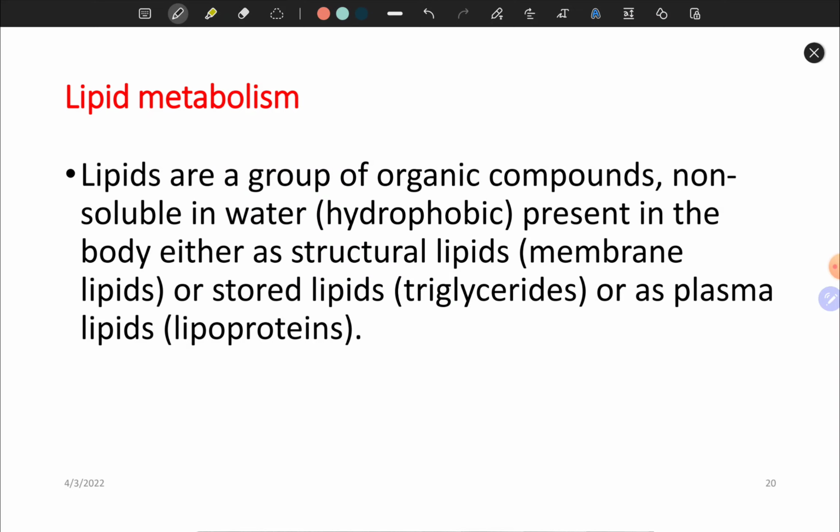Accumulation of glycogen is in milligrams. Accumulation of lipid is in the form of kilograms.